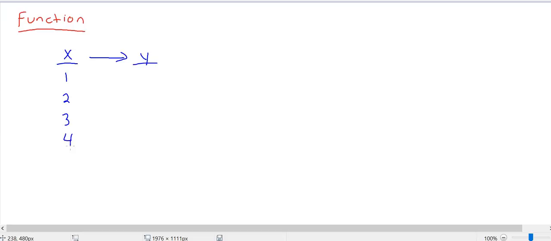For example, let's say I have the x values of 1, 2, 3, and 4. The x value of 1 will correspond to a y of 6. An x value of 2 will correspond to a y value of 7. An x value of 3 will correspond to a y value of 8. And an x value of 4 will correspond to a y value of 9. This is a function.